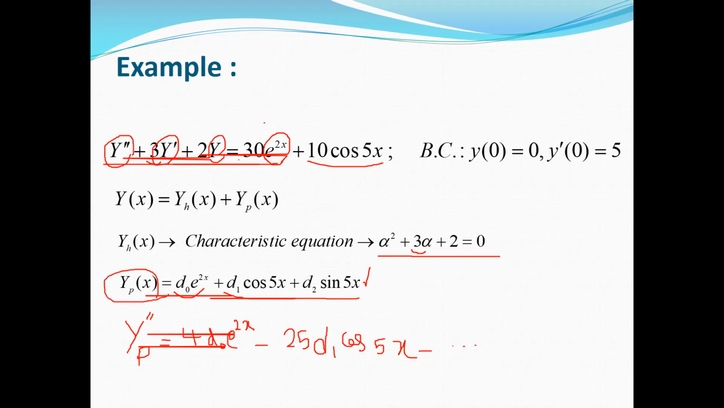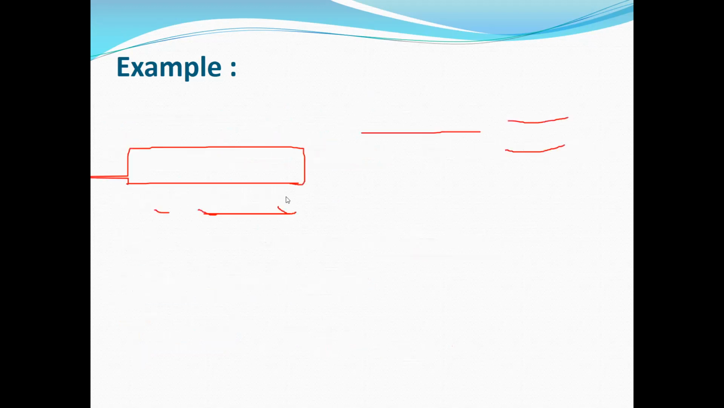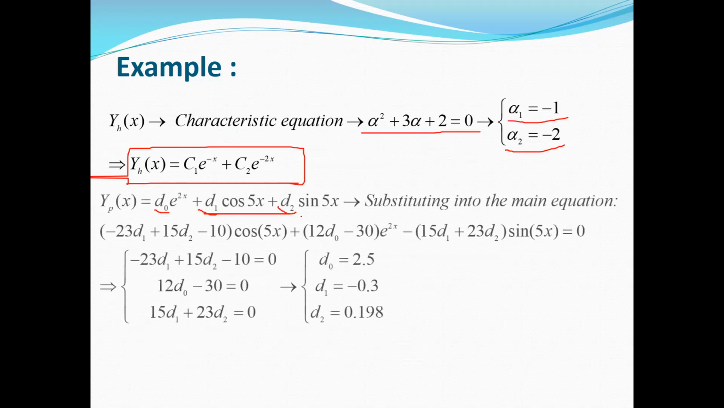In the right hand side of the equation, we have 30 times exponential 2x plus 10 times cosine 5x. So in the left hand side, the coefficient of sine 5x must be equal to 0. The coefficient of cosine 5x must be equal to 10. And the coefficient of exponential 2x must be equal to 30. So if you substitute and simplify, you can see the coefficient of cosine 5x is equal to this term. The coefficient of exponential 2x is equal to this term, and the coefficient of sine 5x is equal to this term.